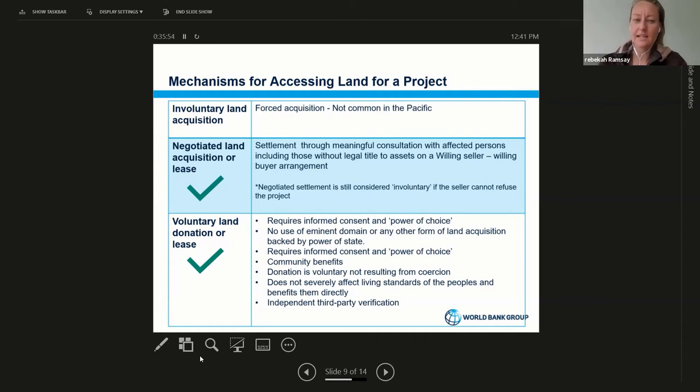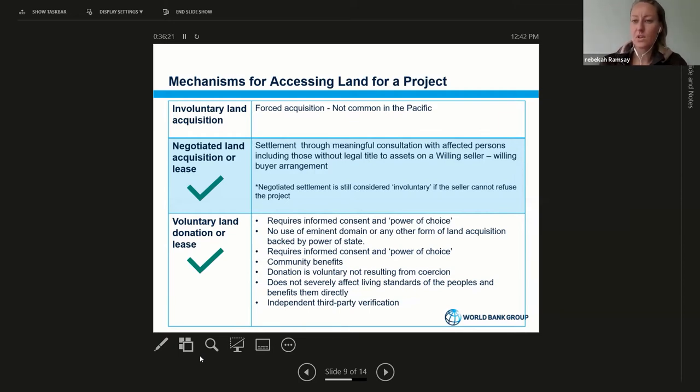Basically, another condition of voluntary donation is that the donation itself should be so marginal that it would really not impact the household or the individual in terms of their livelihoods or the plot of their land in any significant way at all. And that's another measurement that would need to be addressed as part of doing voluntary donation.